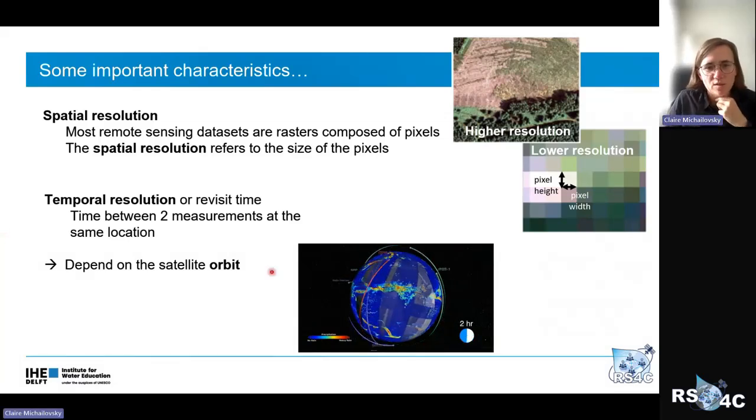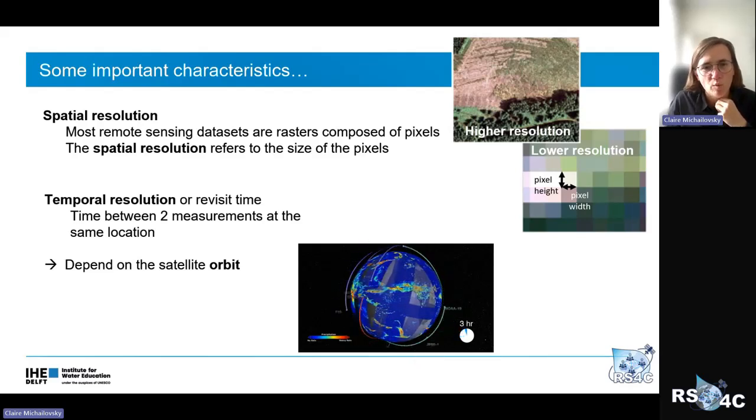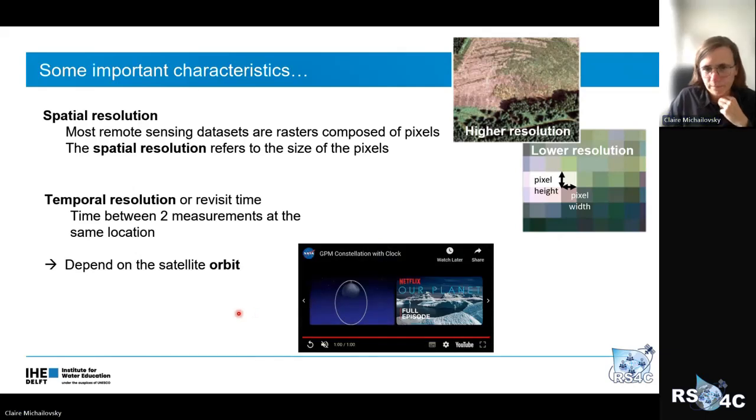So the little animation in the bottom shows the time it takes for a series of satellites working together to create a global precipitation product. And it's illustrating the time it takes for them to cover the whole Earth by using their orbits.